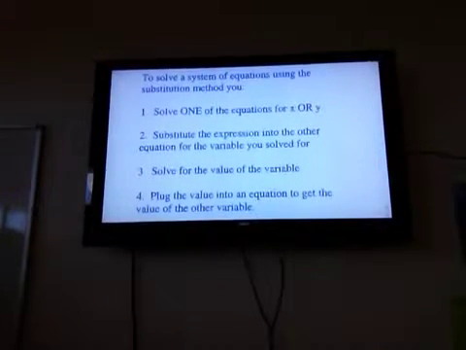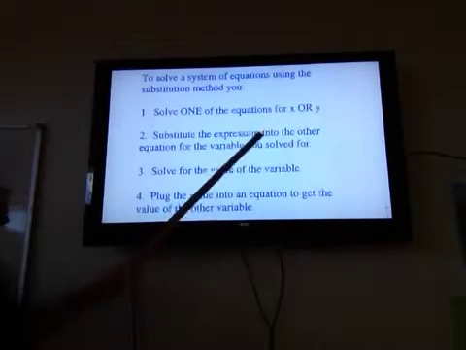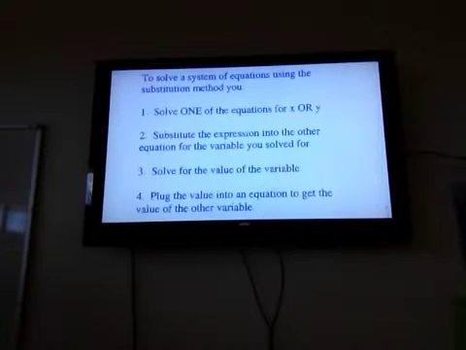So, step 1. Solve one, just one, of the equations for x or y. When we graph, it's always y. Always y. Y equals, y equals, y equals. It does not have to be y for substitution. So don't think that, because you'll make it harder for yourself if you do that.